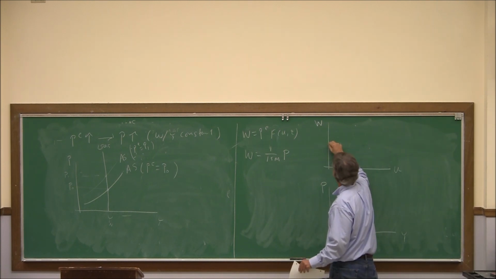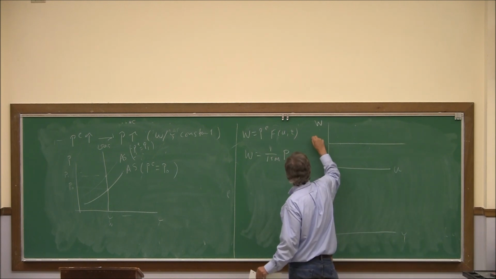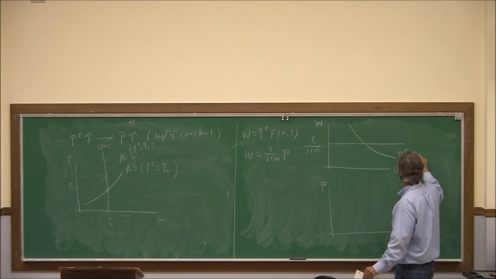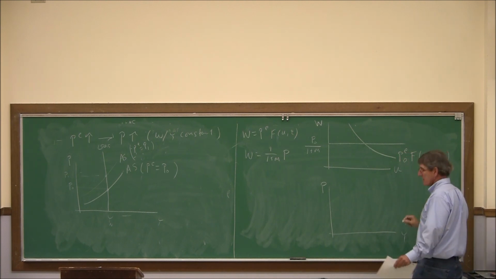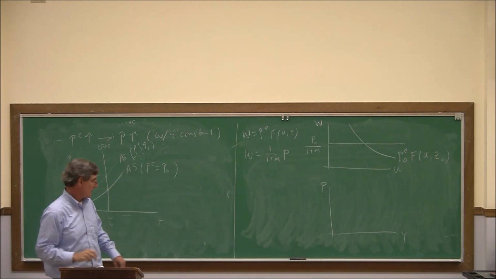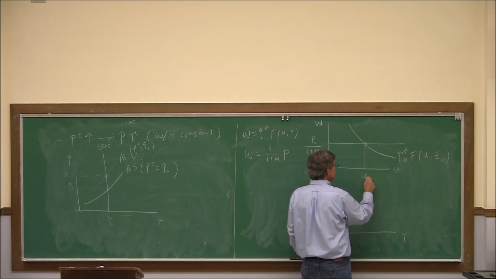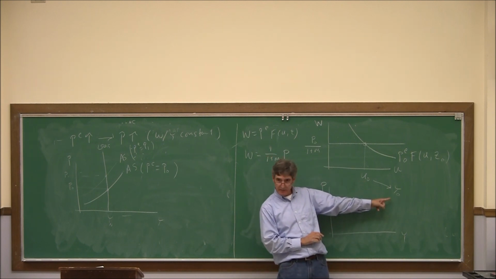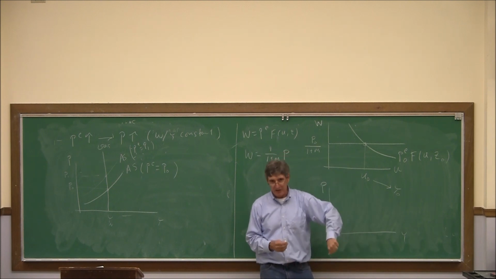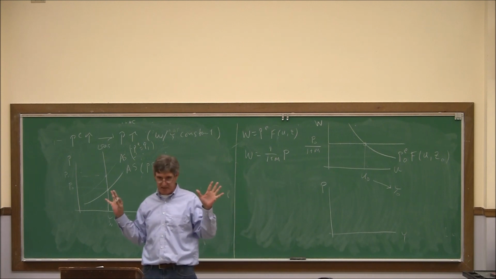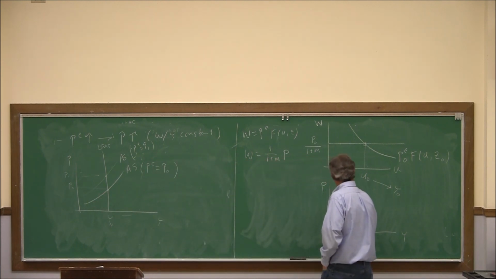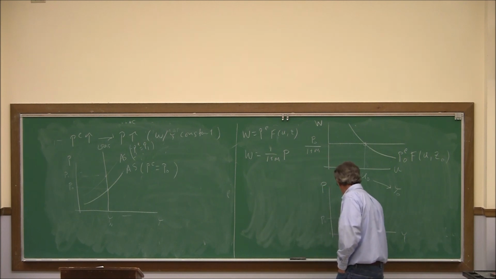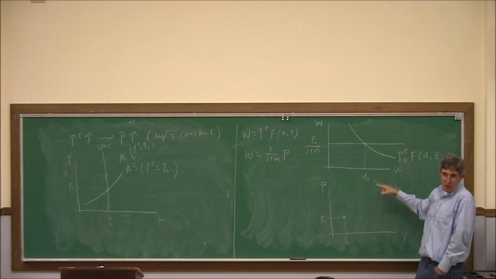So this horizontal line is now P0 over 1 plus M. And then this is PE0 times F of U and Z. And the Z's don't change. So what we can do, there's a U0, and that'll map into a Y0. We know how they're related. When unemployment goes up, output goes down. So I'm not going to bother with all those equations. So at this price of P0, we get output of Y0 and unemployment of U0.